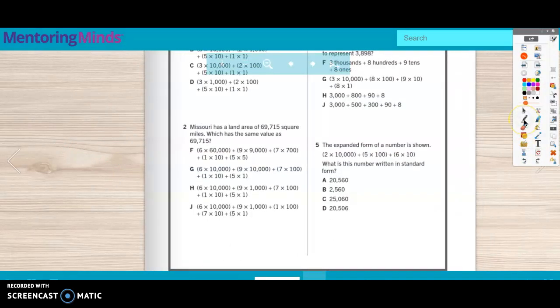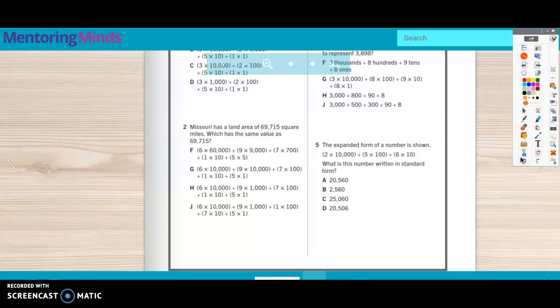Number 2. Missouri has a land area of 69,715 square miles, which has the same value as 69,715. What do you think you should be doing? You should be making your own answer choices first. Write your own answer first. If you pick F, that tells me you don't understand how to make expanded notation yet, because we don't write these. This is a common mistake people make. We use the units, the actual place.